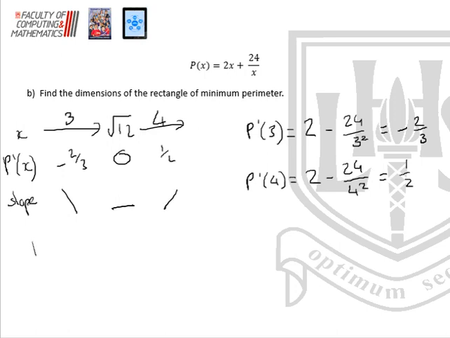So perimeter is minimized when x is equal to root 12. Okay, using your nature table to prove it. Now that will always get you 5 marks.